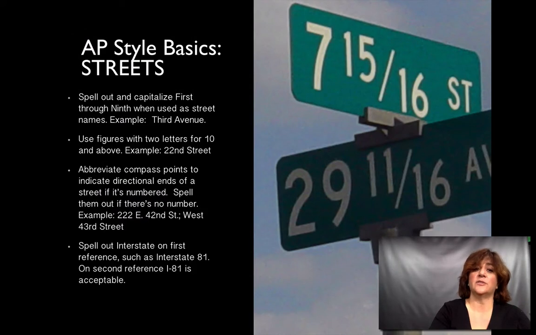Now, other basics, we spell out and capitalize first through ninth when we use it as a street name. So the example here is 3rd Avenue. But we're using figures with 2 letters for 10 and above. So we're going to do 22nd Street, 21st Street, etc. We abbreviate compass points to indicate direction, and we spell them out if there's no number. So example here, 222 East 42nd is abbreviated, West 43rd Street would not be. And then we spell out interstate on first reference, such as Interstate 81, but second, we don't have to spell it out.